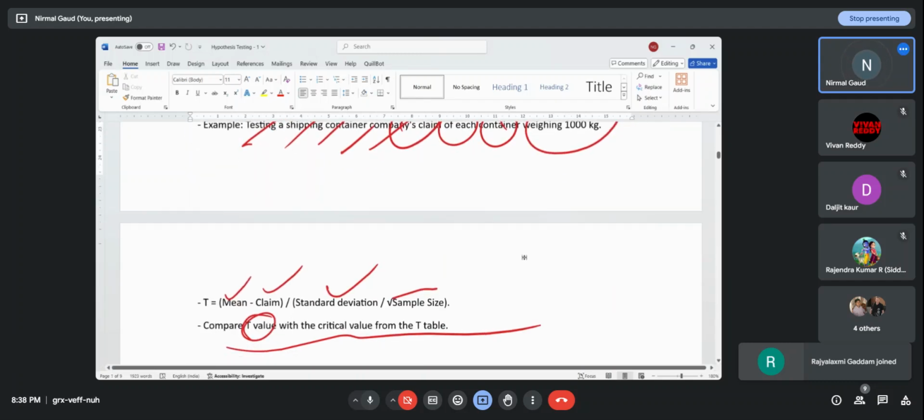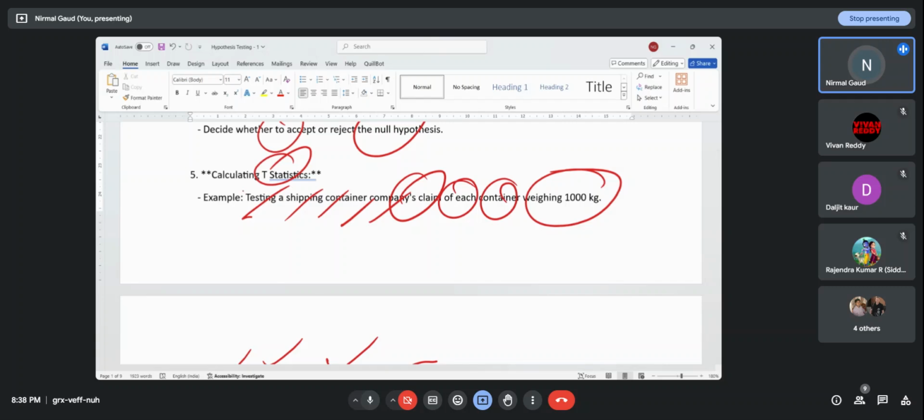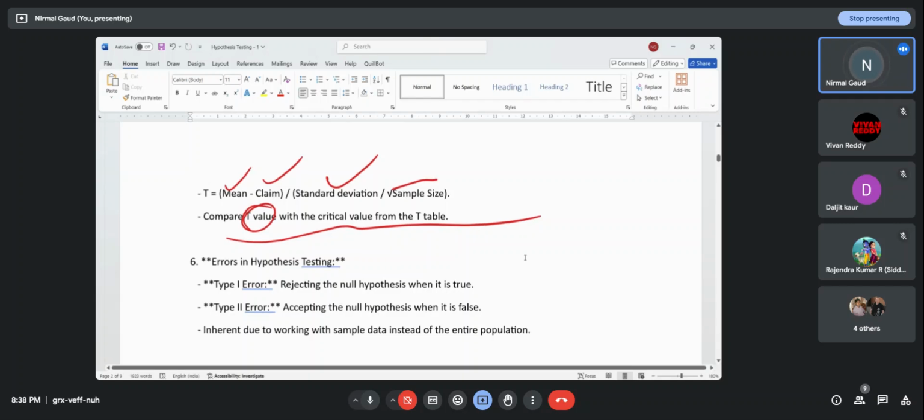So this is the statement given to you: testing a shipping container company's claim of each container weighing 1000 kg. That means each container is of 1000 kg. Let's prove whether each container weighs 1000 kg or not. The T statistic formula is mean minus claim divided by standard deviation divided by the root of the sample size.